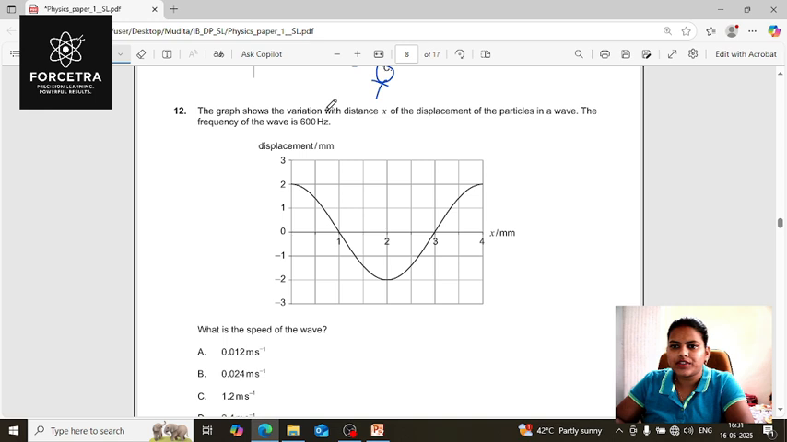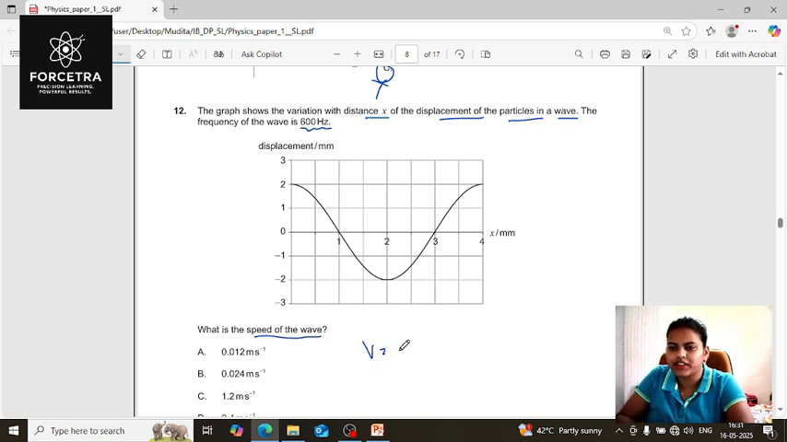The graph shows the variation of displacement of a particle in a wave. The frequency of the wave is 600 Hertz. So this is displacement on the y-axis and this is distance. So what is the speed of the wave?